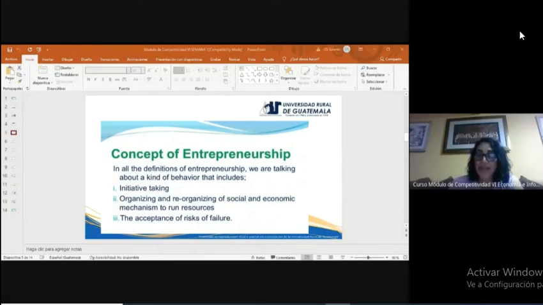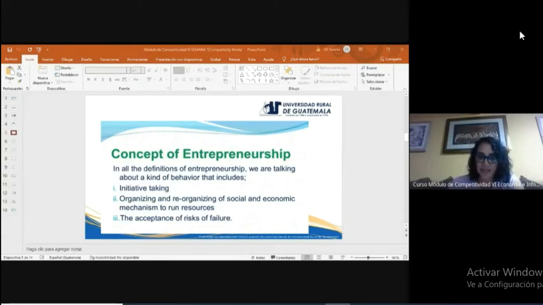That's what it is. The second characteristic is organizing and reorganizing of social and economic mechanisms to run resources. So you see how important entrepreneurship is, because we can organize and also we can reorganize the social and economic mechanisms to run resources. And why? For what these resources? Because through these resources, we're going to resolve any type of problem, and we're going to fill some needs of the people and customers.